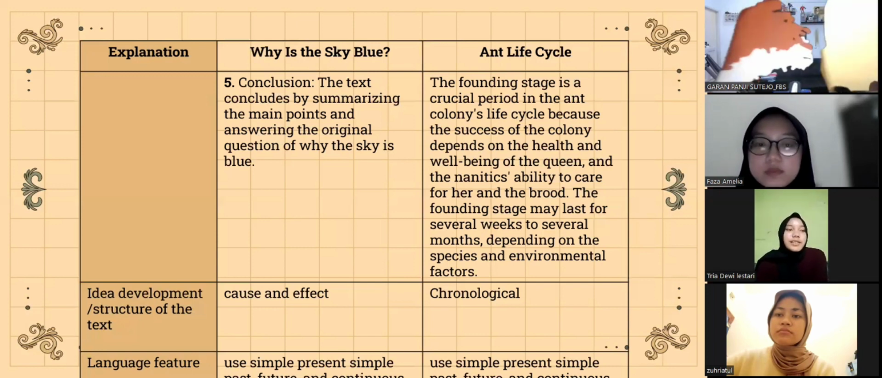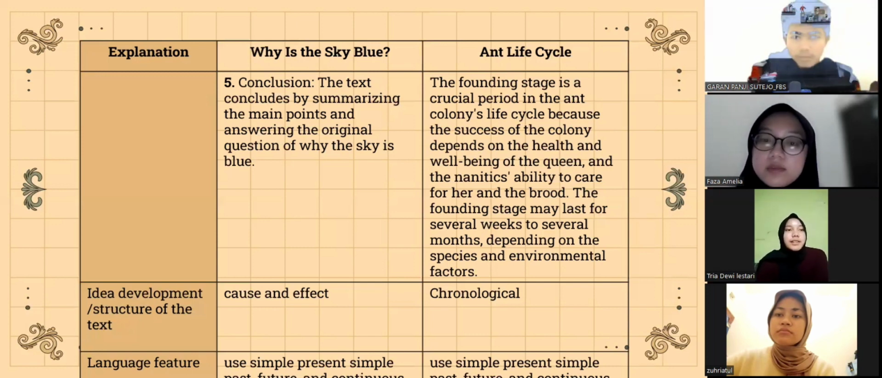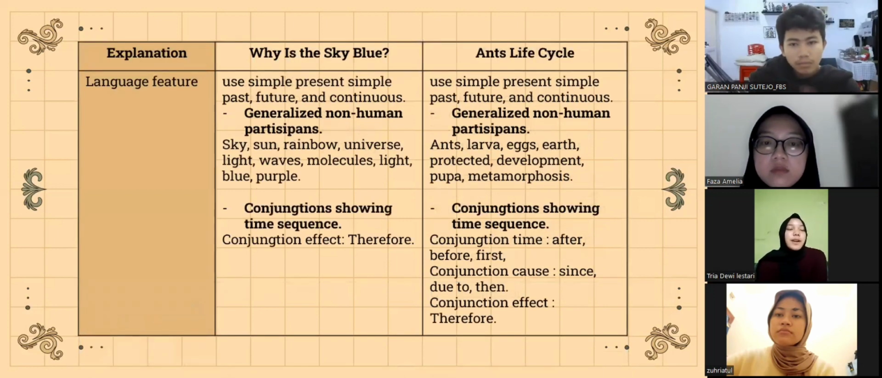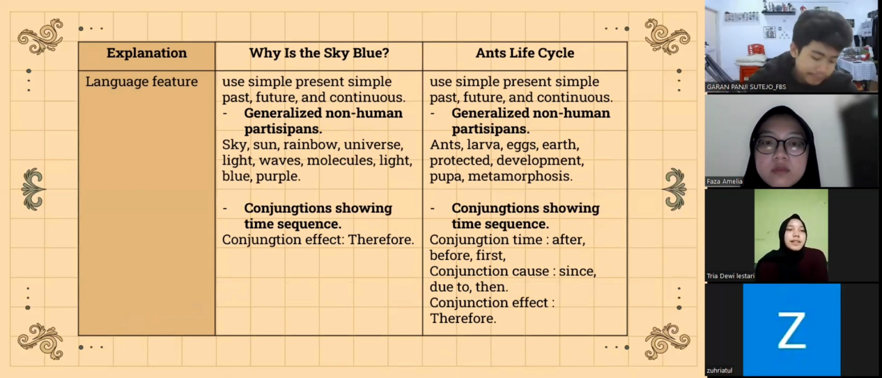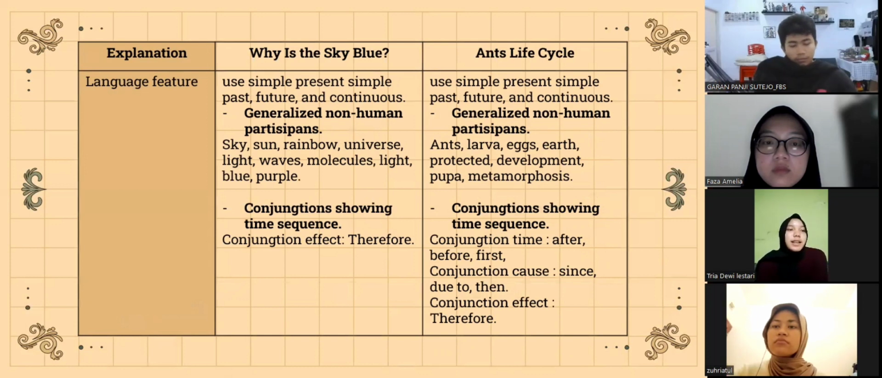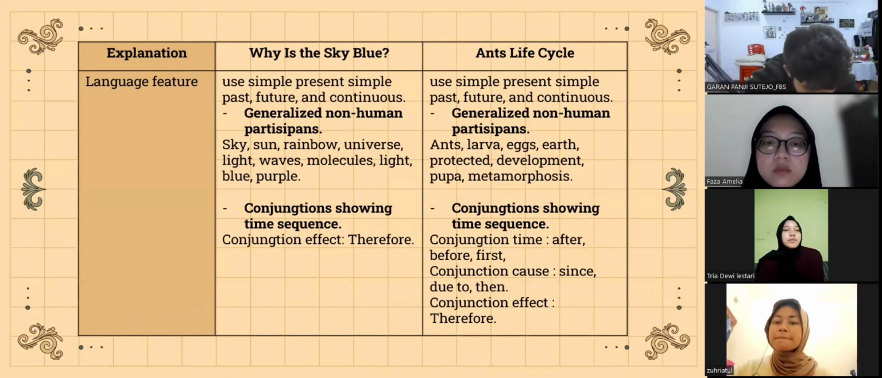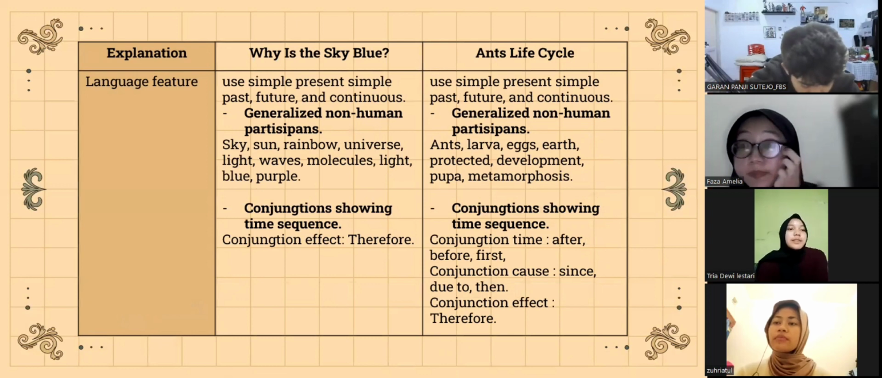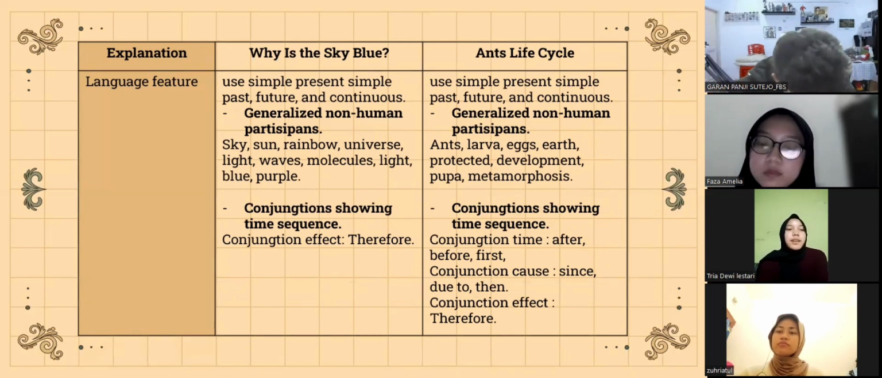Idea development or structure of the text. For text 1, "Why Is the Sky Blue?", it is cause and effect. And for text 2, the ant life cycle, it is chronological. Next, language features. For text 1, it uses simple present, simple past, future, and continuous. For generic non-human participants, like sky, sun, rainbow, universe, light, wave, molecules, blue, and purple. And for conjunctions showing time and sequence, and conjunction of effect, therefore.